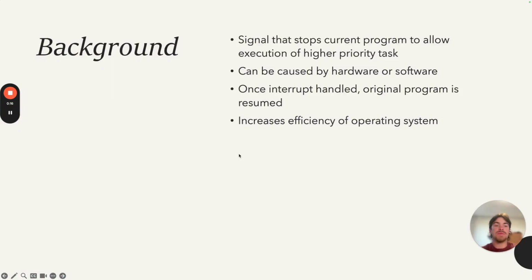So in computer systems, an interrupt is a signal that momentarily suspends the current program's execution to allow the CPU to address a higher level priority task, such as managing input-output activities or responding to hardware events. Interrupts can be caused by either hardware, such as keyboard inputs, mouse movements, or timers, or software, such as system calls or exceptions. Once the interrupt has been handled, the CPU resumes execution of the interrupted process. This method increases system efficiency by enabling multitasking and decreasing the requirement for constant polling.